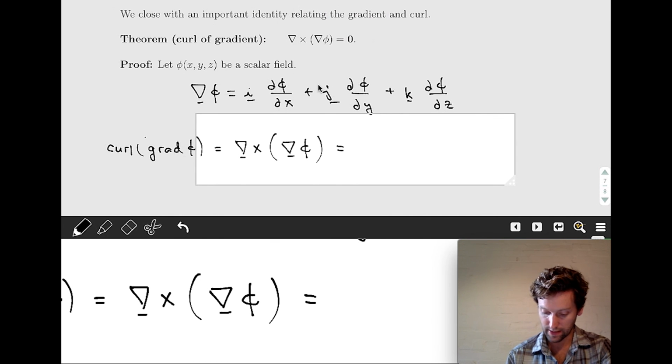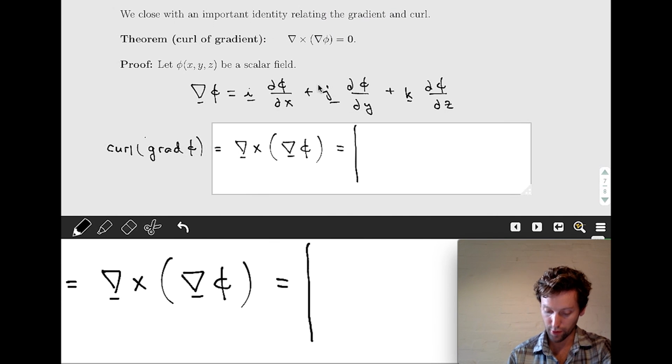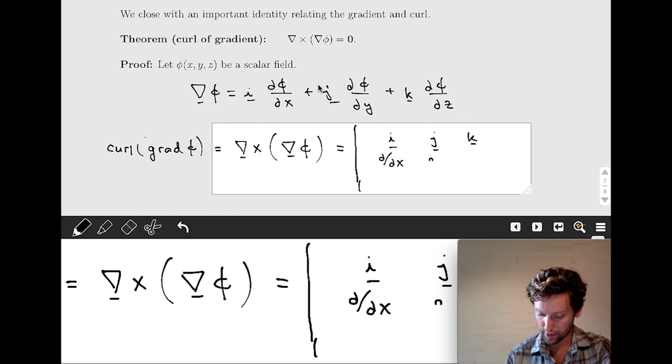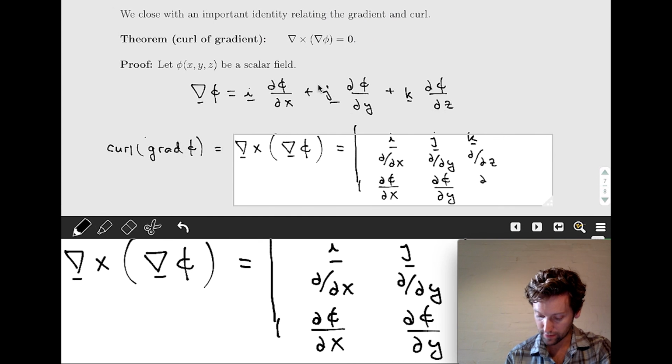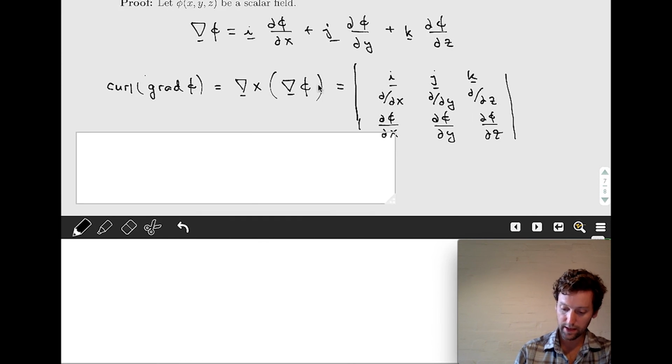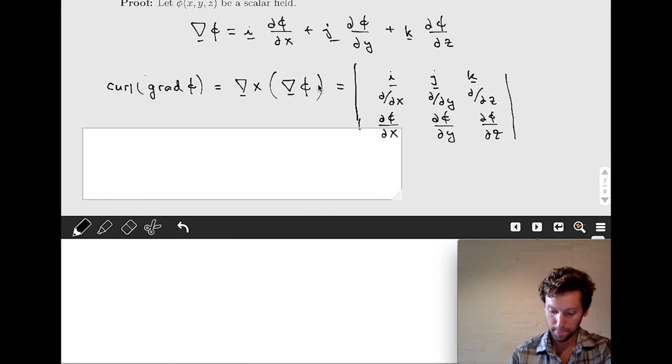So again, let's set that 3 by 3 matrix up. I've got i, j, k. I've got the partial derivative with respect to x, partial derivative with respect to y, partial derivative with respect to z. And then I've got the components of the gradient, d phi dx, d phi dy, and d phi dz. So let's calculate what this thing is.